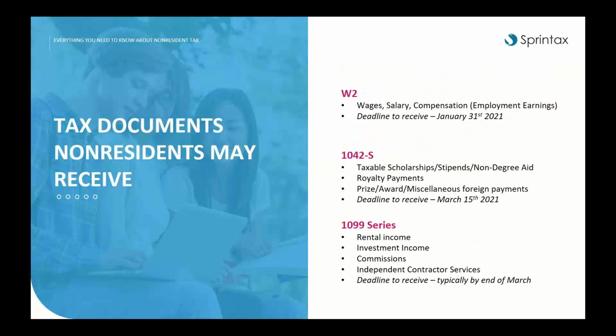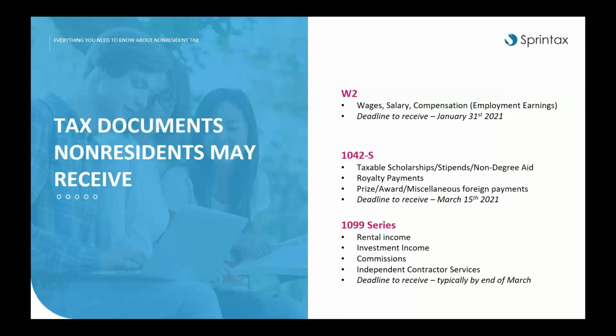This is another very important slide on some of the tax documents that you might receive as a non-resident that you'll need when you're preparing your tax returns. We have the W-2, the 1042S and the 1099 series documents. The W-2 may be most common and would generally outline any wages, any salary, any compensation that you earned during the tax year, as well as the taxes that were withheld on that income.